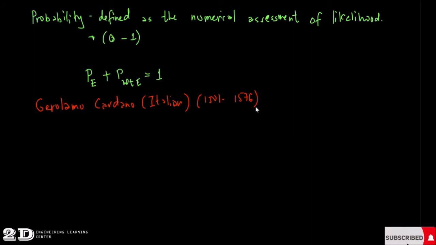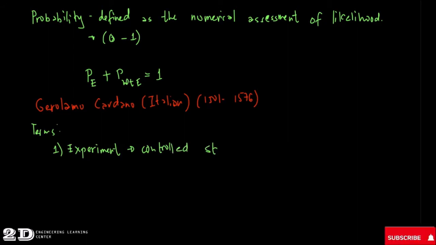Okay, so we also have some definitions in probability. First we have experiment, so let's write some terms here. Let's make this a little bit bigger. Experiment. Okay, so an experiment is a controlled study whose outcome is uncertain but not entirely unknown.